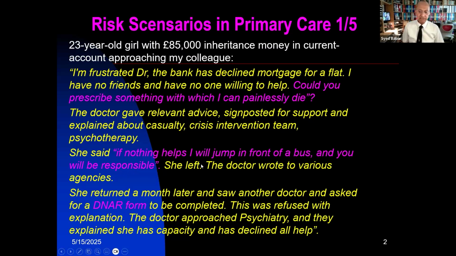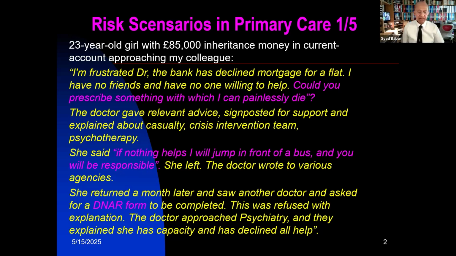This is a young girl who had inherited a large sum of money, but was finding it insufficient to purchase a property of her own. In frustration and with no friends to turn to, she came to a colleague of mine and asked for something to be given to her by way of a prescription so she could painlessly die. She also said that if nothing was done, she would jump in front of a bus and, in her paperwork, the neglecting doctor would be responsible.